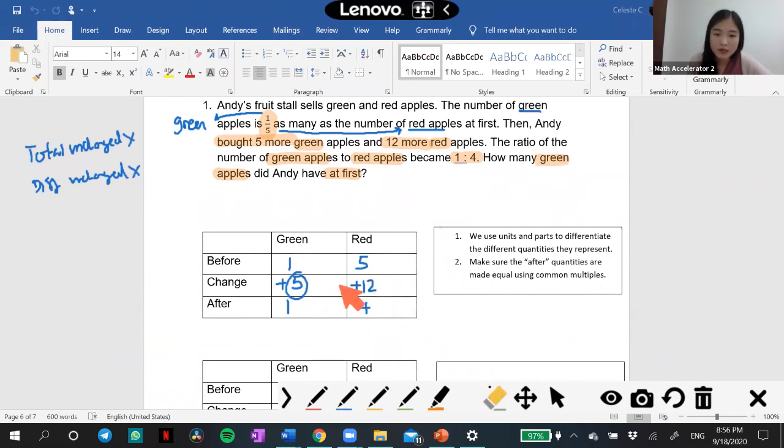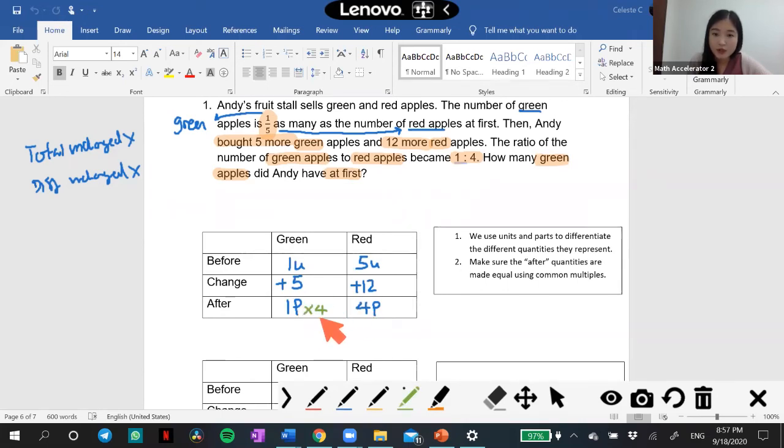Right, so how do we tackle this question? Look at the box here. You have step 1, use units and parts to differentiate the different quantities they represent. So the before, we're going to represent it as units, and the after, we'll represent it as parts. Step 2, make sure the after quantities are made equal using common multiples. After quantities, you have 1 part here, 4 parts here. Let's make them equal, times 4.